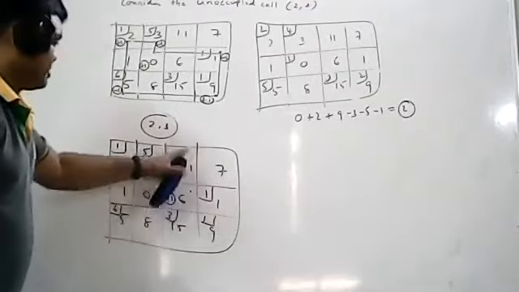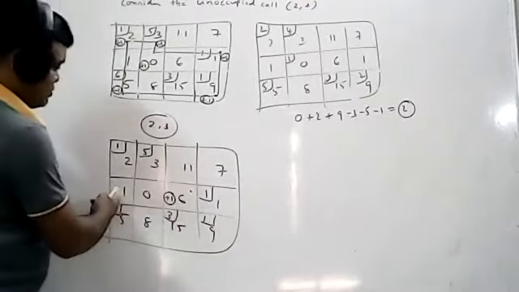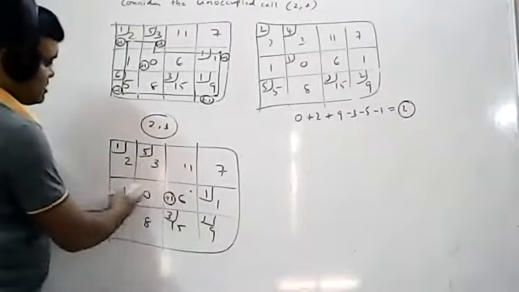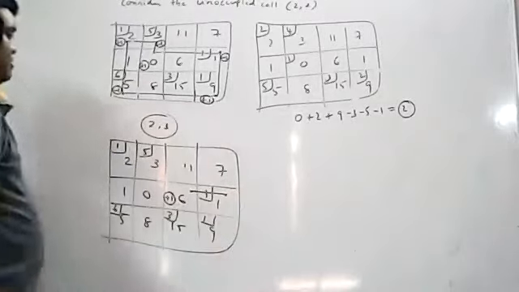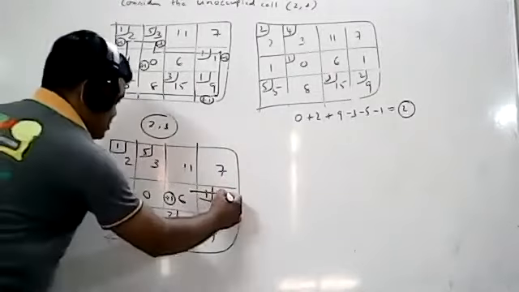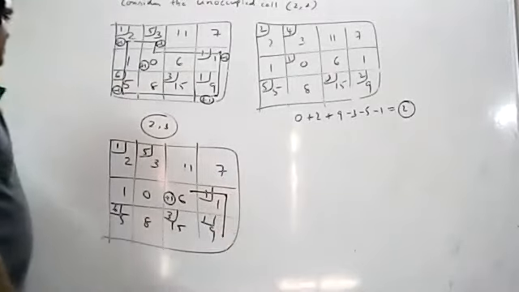1, 2, 3, 4. So you cannot go like this. You cannot go like this. These are unoccupied cells. Occupied cells are not there. So you can move like this. Otherwise you can move like this. Okay. Next you cannot move like this. So obviously you have this one only.